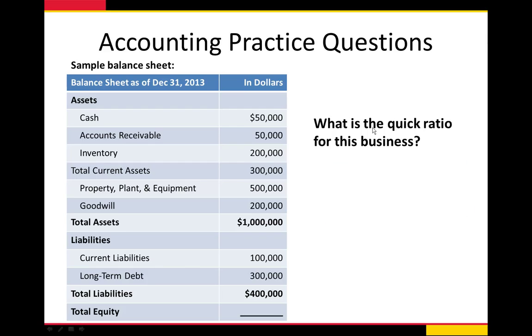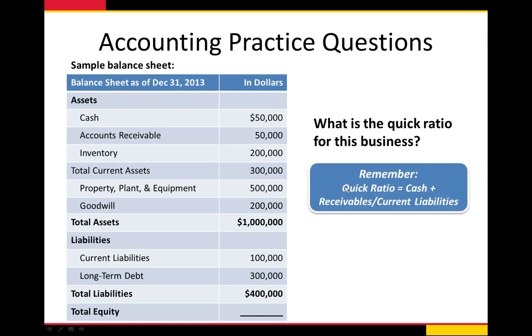And last but not least, what is the quick ratio? The quick ratio is something that we use to determine liquidity. In this case, we're going to take our cash plus our receivables divided by our current liabilities. We want to know, in these two categories of more liquid assets, if we had to sell or use these to pay off our current debt, our current liabilities, I should say, not talking about the long-term debt.